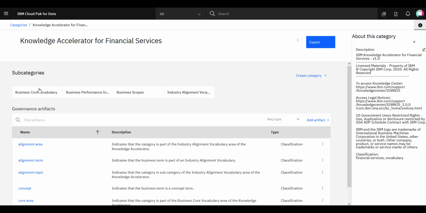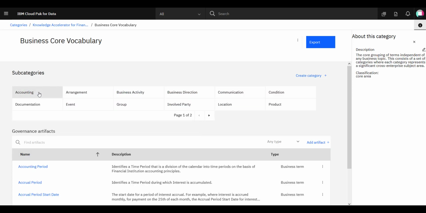Firstly, the business core vocabulary. This category contains thousands of financial business terms organized into 14 subcategories. The business terms can be used to define and agree the vocabulary and consistent meaning of business information within a financial institution. They also serve as a target for auto-classification of data sources.